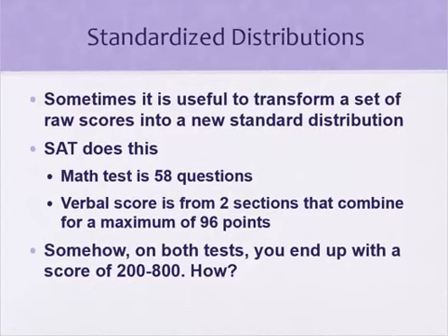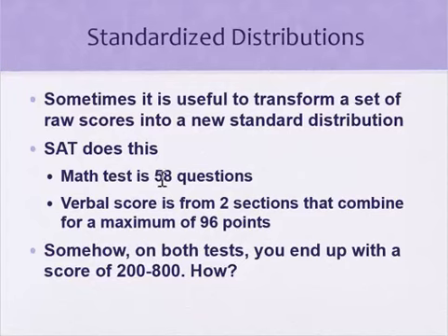SAT does this. As of right now, and this could change because the SAT people change the nature of their test from time to time, the math test is 58 questions. And the verbal score that you get is actually generated from 2 sections that combine for a maximum of 96 points. But somehow on both tests, you end up with a score that is on the lowest end 200 to the highest end of 800.